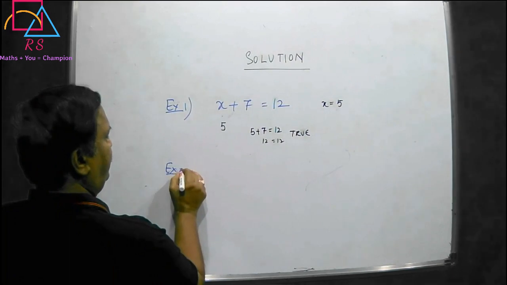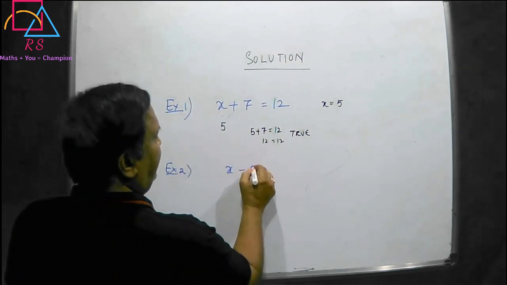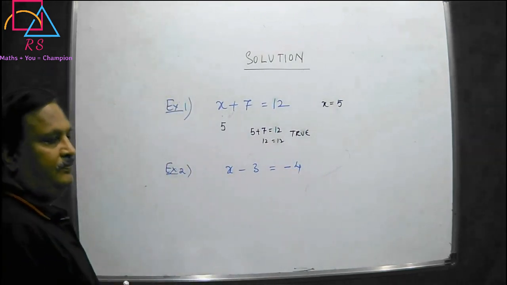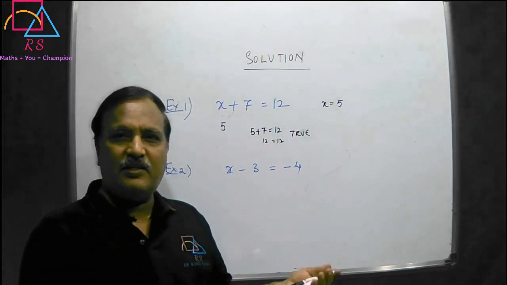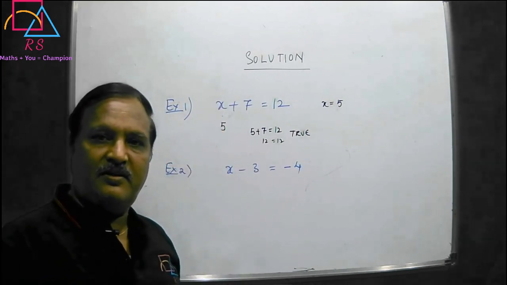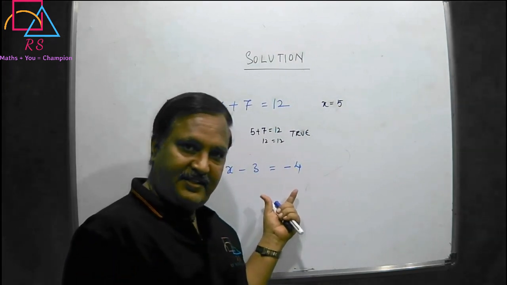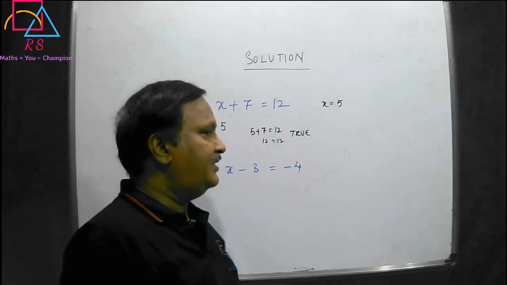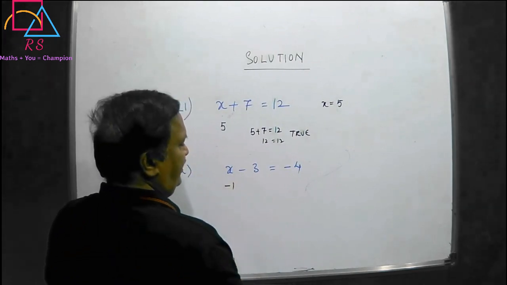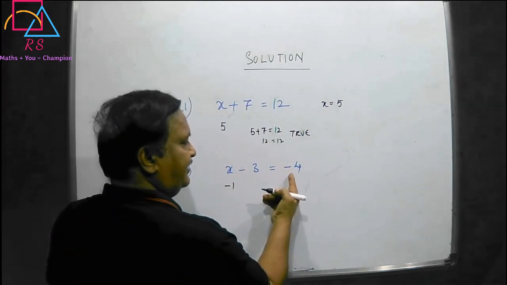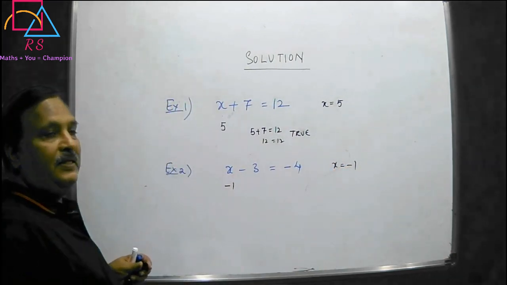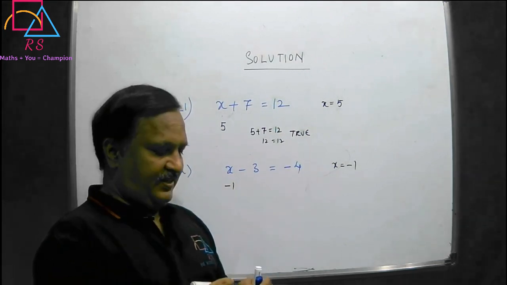Example 2. x minus 3 is equal to minus 4. This is one more equation, also a simple equation in one variable. Introduction: first you should understand the easy things and then you will understand the bigger things. So, here if you put minus 1 in the place of x, minus 1 minus 3 is equal to minus 4. So, x is equal to minus 1 is a solution of this equation.